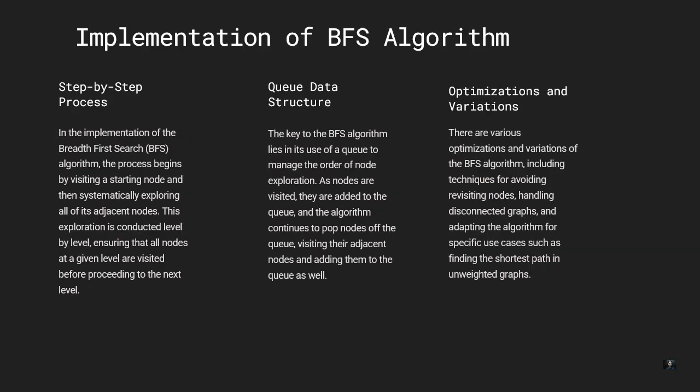Next, let us see the implementation of the BFS algorithm, the step-by-step process. In the implementation of the breadth first search algorithm, the process begins by visiting a starting node and then systematically exploring all of the adjacent nodes. This exploration is conducted level by level, ensuring that all nodes at the given level are visited before proceeding to the next level. And next is the queue data structure. The key to the BFS algorithm lies in the use of a queue to manage the order of node exploration. As nodes are visited, they are added to the queue, and the algorithm continues to pop nodes off the queue, visiting their adjacent nodes and adding them to the queue as well. Next, optimization and variations. There are various optimizations and variations of the BFS algorithm, including techniques for avoiding revisiting nodes, handling disconnected graphs, and adapting the algorithm for specific use cases, such as finding the shortest path in an unweighted graph.